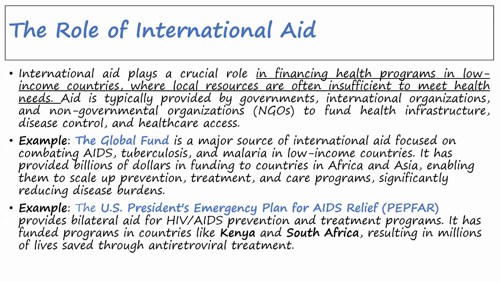Now, what is the role of international aid, international support? International aid plays a crucial role in financing health programs in low-income countries, where local resources are often insufficient to meet health needs. So the international aid, the WHO, the United Nations, the Red Cross, all these international organizations normally help African countries because they don't have enough resources.